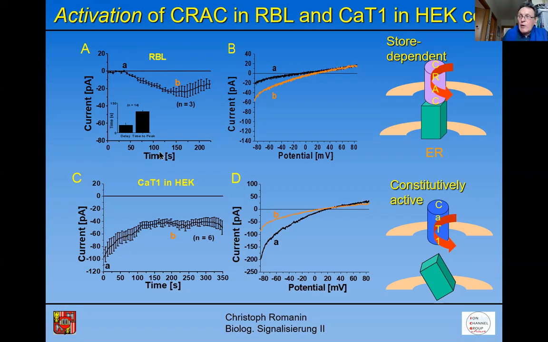So what is done here? Just so that you understand how these plots are obtained, we have here current versus time. And time zero means the whole cell recording configuration is established. And from that time on, you have this infusion, the diffusion of the pipette solution, which within about 2 minutes completely substitutes for the ionic solution in the cell.